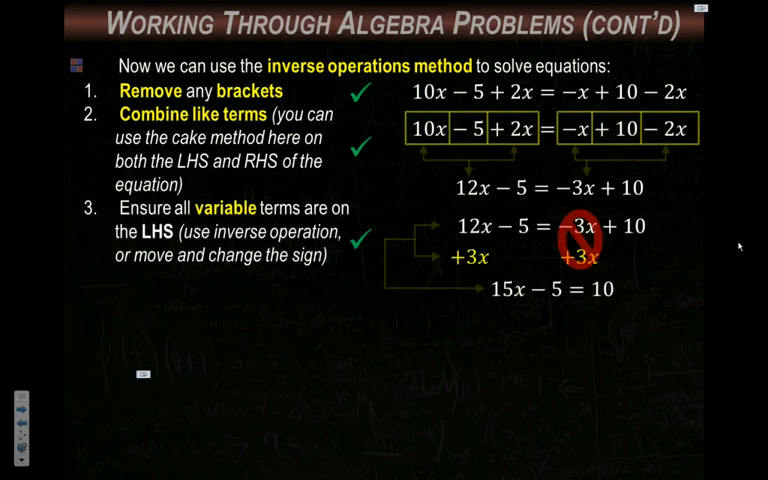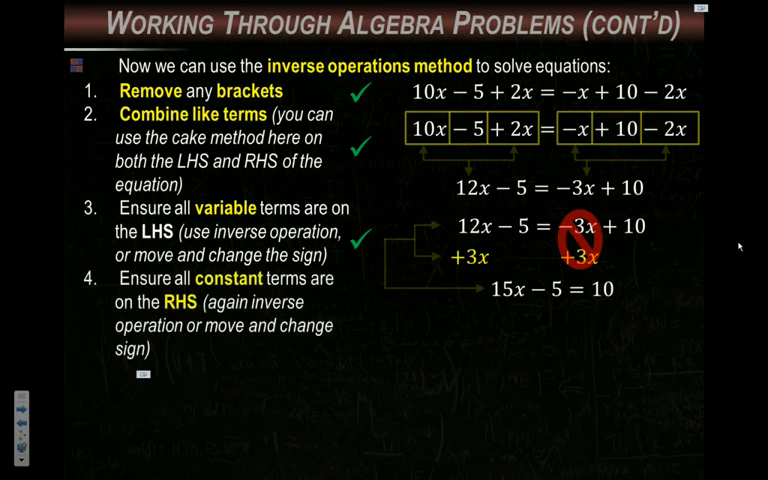So any variables over here, I get rid of them. I can use the inverse operation. In other words, to get rid of a negative x, I can add x. Or, for some of you, you thought of it as, let's just move it over there and change signs. That works too. Okay? So now I have the add 3x, so I get 15 minus 5 equals 10.